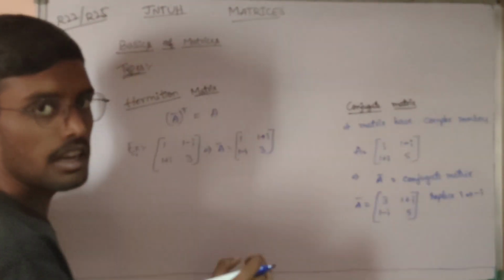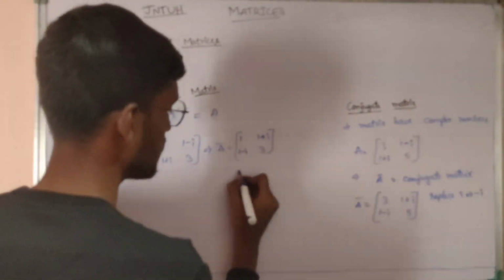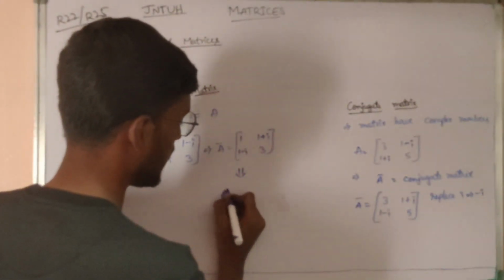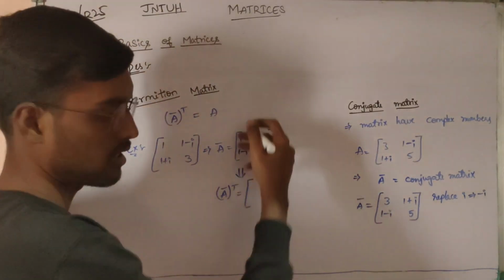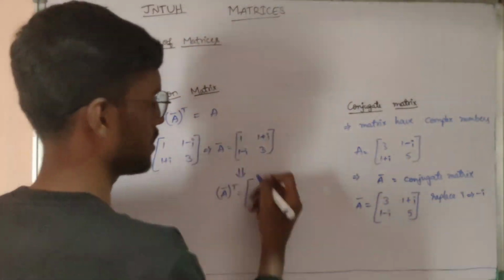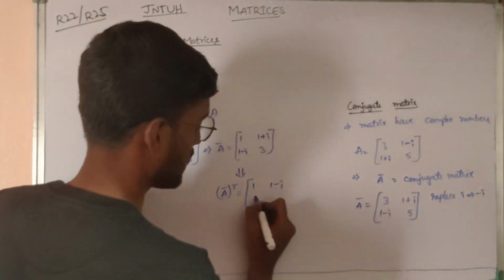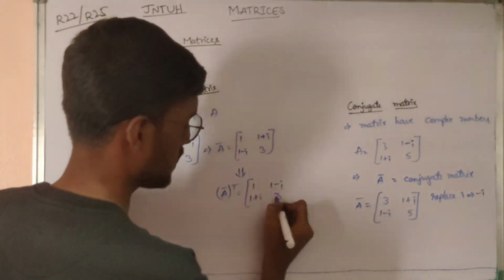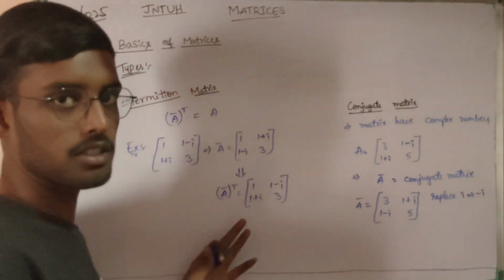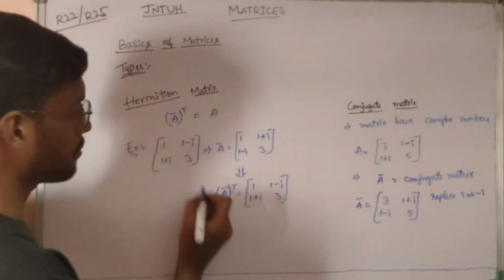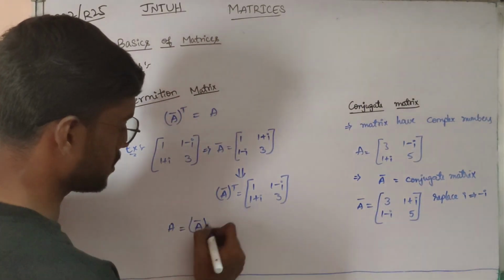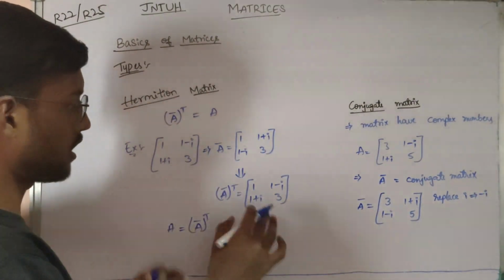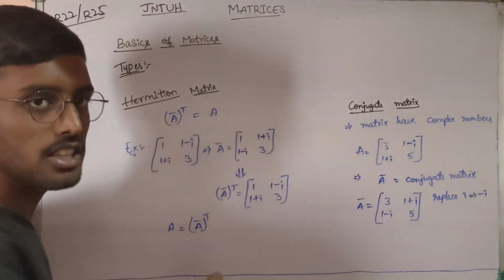This is our conjugate. Now performing the transpose of the matrix. Transpose is interchanging rows and columns, right? So 1 minus i, 1 plus i, 3. This is the transpose of the conjugate matrix. Now compare A with A conjugate transpose. A and the transpose of the conjugate matrix are equal. This is called a Hermitian matrix.